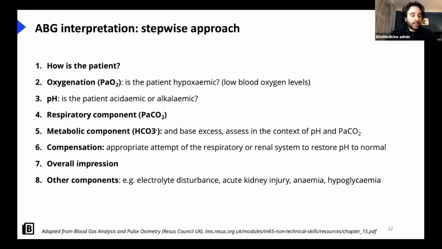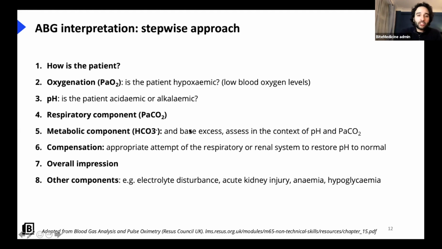So we know what an arterial blood gas is, we know the components of it, but now we need to know how we interpret all of those components. That's why I would agree with this kind of stepwise approach, which as soon as you get more well-versed in interpreting ABGs, you won't even necessarily need to think of these 8 steps. They will come naturally. But to start off with, it's good to have a basic approach in your mind. And this approach is actually directly adapted from your Resus Council UK guidelines. So it's a pretty well validated approach.